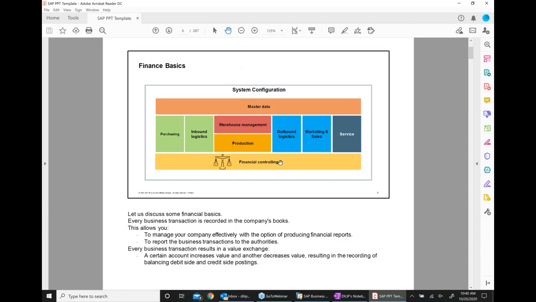And I've been seeing this slide for many, many years now. This shows the SAP architecture, whether it's Business One or any other. What does this basically mean? On the top layer is the master data.